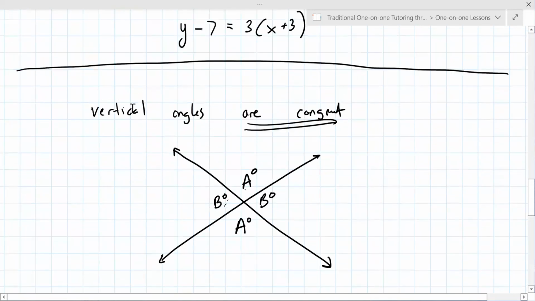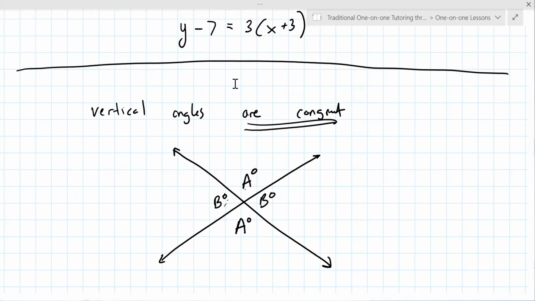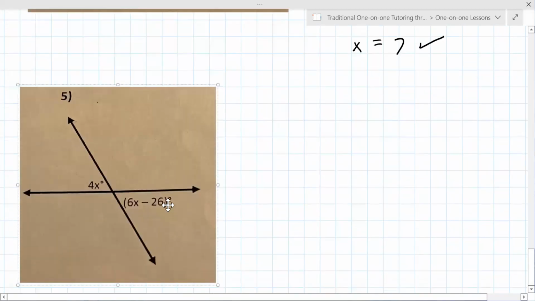What did I write up here? I have you read this out. They are congruent. Okay, congruent means that they're the same. So what do you do in this problem?